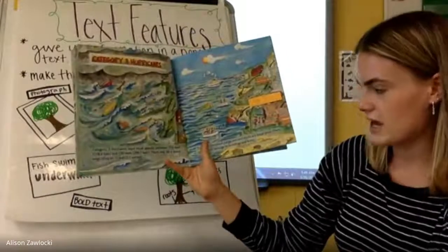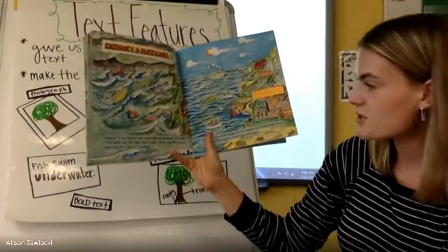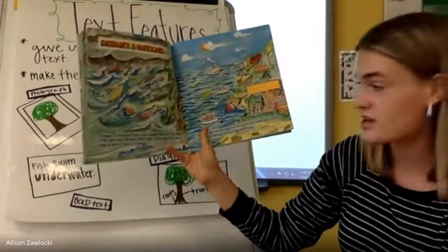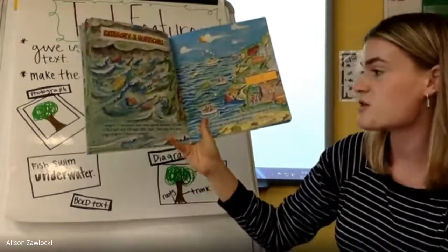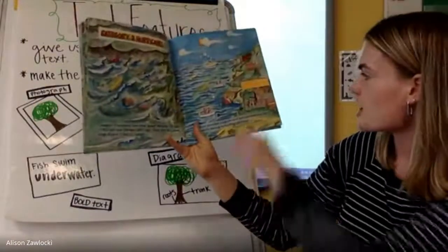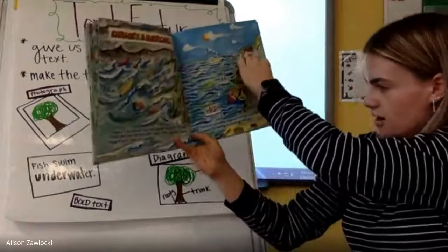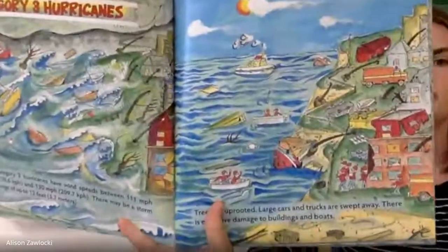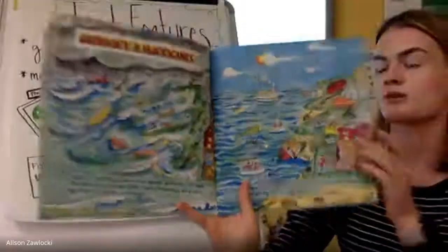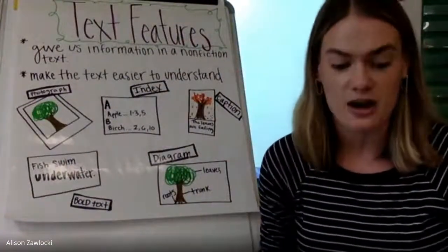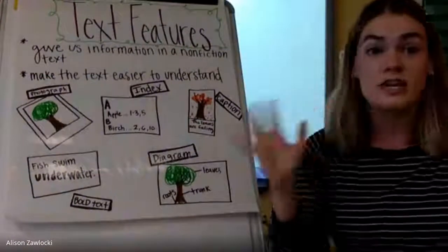Category 3 hurricanes have wind speeds between 111 miles per hour and 130 miles per hour. That's pretty fast. There may be a storm surge up to 12 feet. Trees are uprooted, large cars and trucks are swept away. There is extensive damage in buildings and on boats. Notice how that picture, that text feature, shows us how much damage there may be with a Category 3 hurricane. Great job reading that so far with me. We've learned about a lot of text features, so keep up the great work.